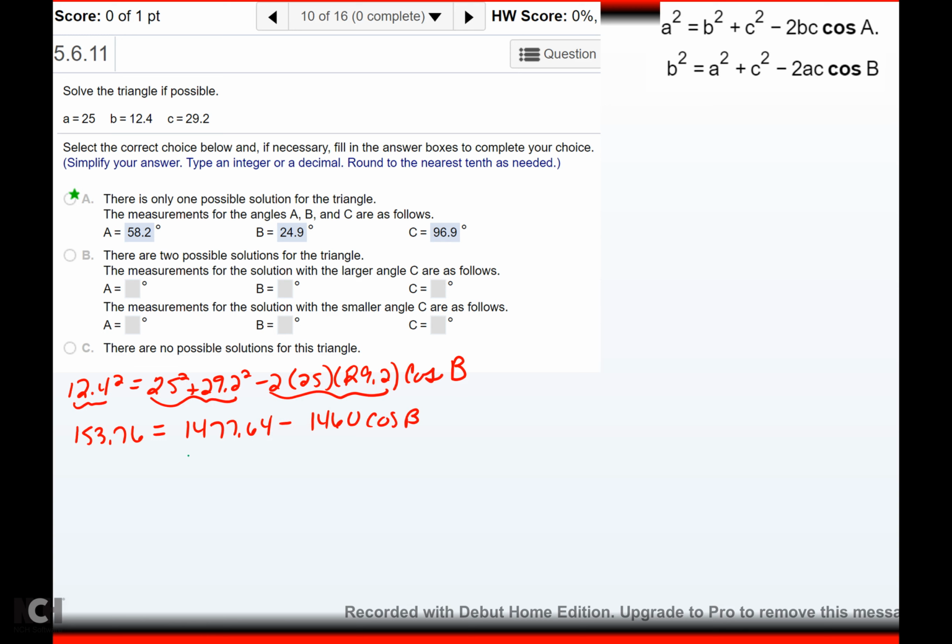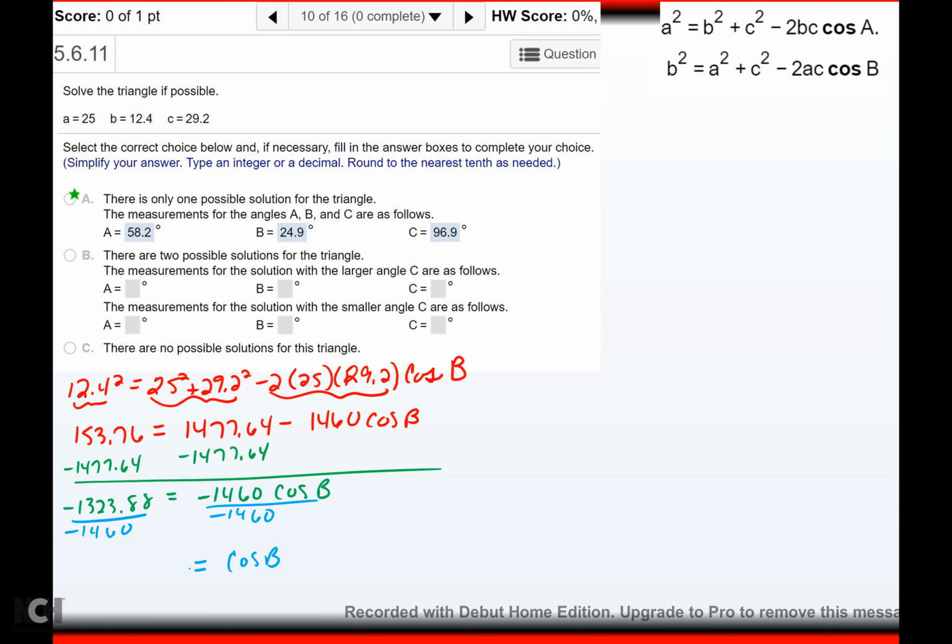So now I'm going to subtract 1477.64, and that gives me negative 1323.88 equals negative 1460 cosine B, divided by negative 1460. I get cosine B equals 0.906767. Watch your rounding. Arccos, and I get angle B equals 24.9376, which they said round to the nearest tenth, so angle B is 24.9 degrees.